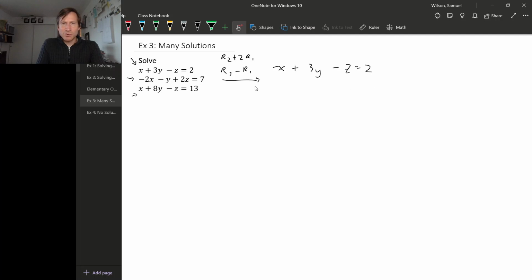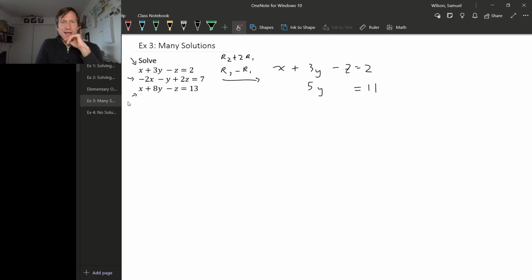And our second equation, so we need to add 2 times the first equation. So minus 2x plus 2x is no x's. Minus y plus 2 times 3y is 5y. 2z plus 2 times negative z is minus 2z. So total, that's 0z, so no z's, equals 7 plus 2 times 2, so 4, so 11.